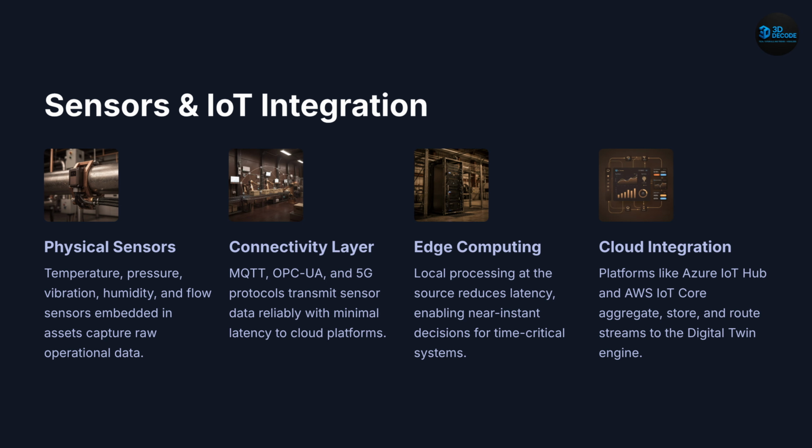Digital twins depend heavily on IoT infrastructure. Sensors capture raw operational data. Protocols like MQTT and OPC UA transmit information. Edge computing processes time-critical data locally, while cloud platforms manage large-scale analytics.